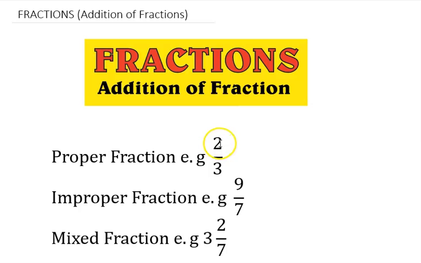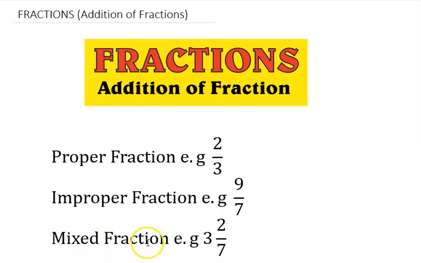Proper fraction is a situation whereby the numerator is less than the denominator. For example, we have 2/3 that we have here. Once the number above is less than the number below, it is a proper fraction. The second type of fraction is an improper fraction, where the numerator is greater than the denominator. When the number above is bigger than the number below, that's an improper fraction.